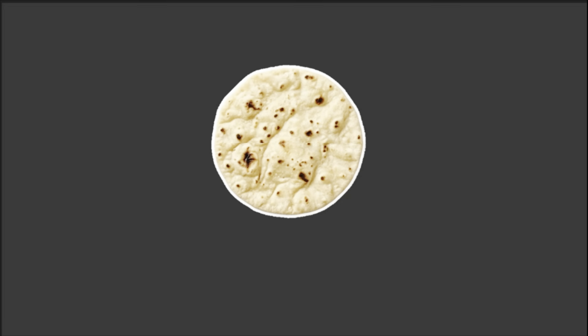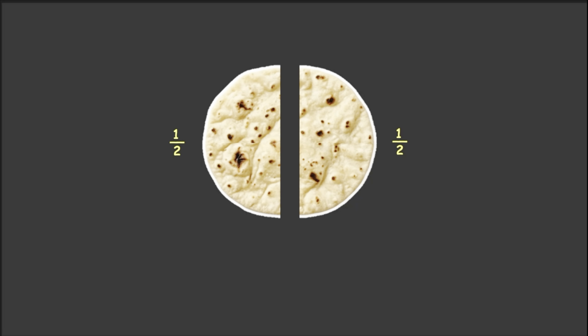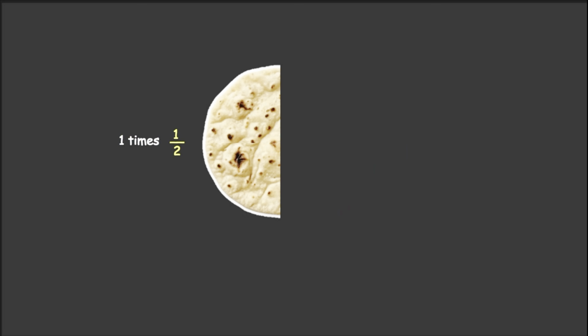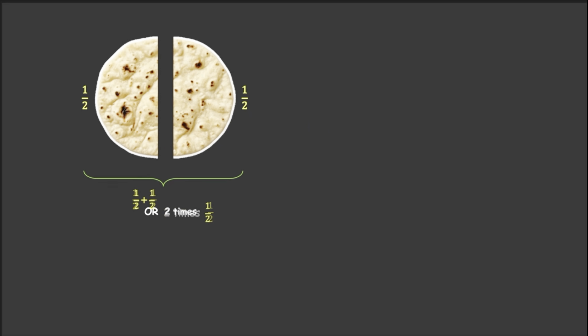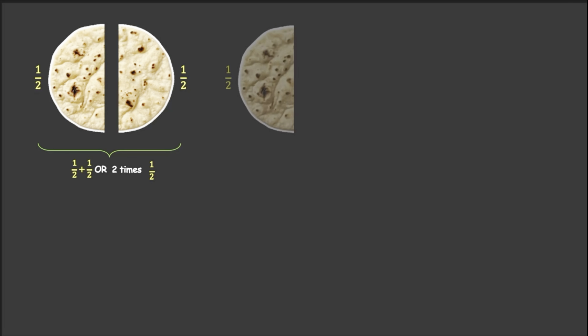Now let's connect this idea to something we see in real life. Think of a full roti as one whole. Upon dividing the roti into two equal parts, we get each part equal to 1 by 2. Or we can represent this part as 1 times 1 by 2, right? So when we have two parts together, we write as 1 by 2 plus 1 by 2 or 2 times 1 by 2.